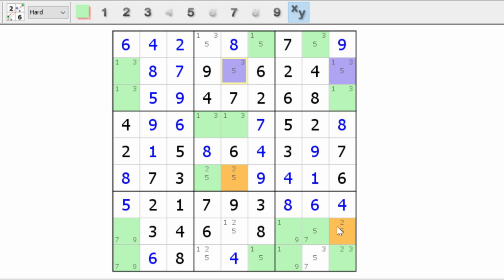So this is your W-wing. And what we know is that we can eliminate a 2 from the cell that these both see. So we can eliminate the 2 right here.